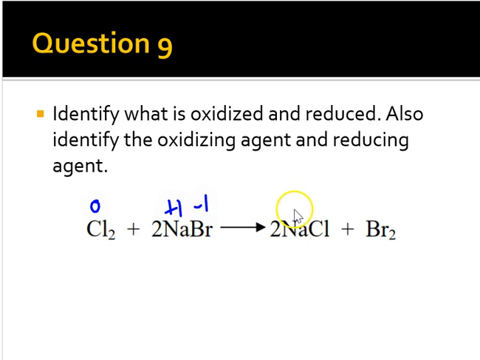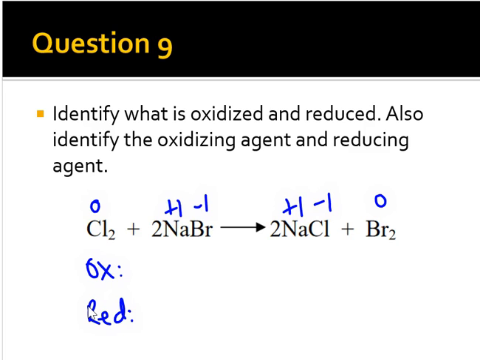Alright, on the product side, same thing. Sodium's got to be +1 because it gets to keep its charge. That means chlorine is -1. And then bromine right here is going to be 0 because it's an unbonded element. Now that we have that, we can now figure out what is oxidized and what is reduced.